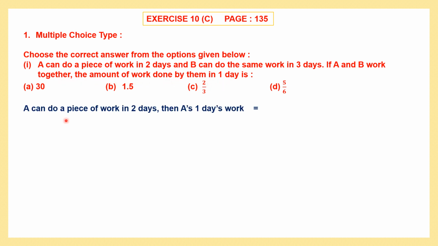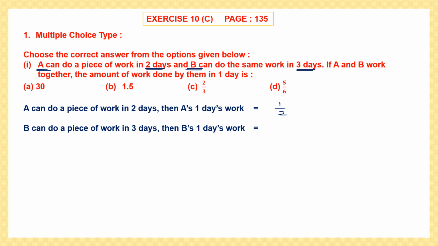So we start by saying A can do a piece of work in 2 days, isn't it? It's given here clearly A in 2 days. Then A's 1 day's work will be 1 by 2, because 2 days of work. So we write it as 1 by 2. Similarly, B can do the same work in 3 days. It's given to us in the question. Then B's 1 day's work will be 1 by 3.